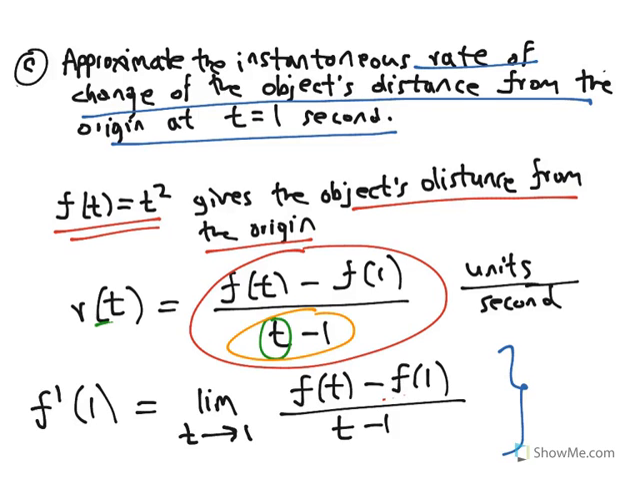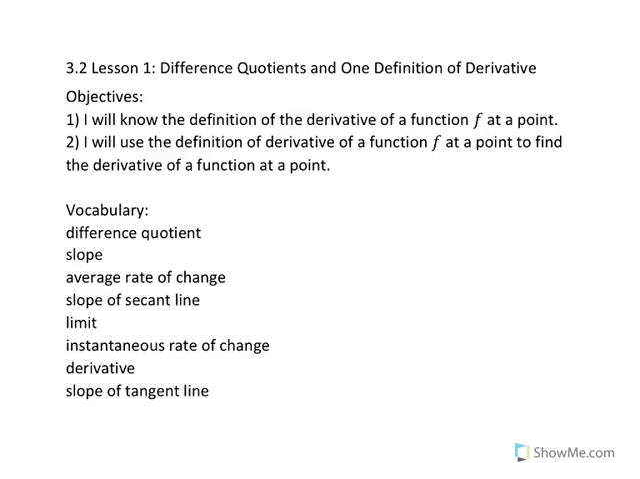This is the derivative of the function f at t equals 1 second, given by the limit of this difference quotient, and it tells us the instantaneous rate of change of the object's distance from the origin at t equals 1 second, which is the instantaneous velocity. So we just saw the definition of the derivative of a function f at a point. It is defined as the limit of a difference quotient.